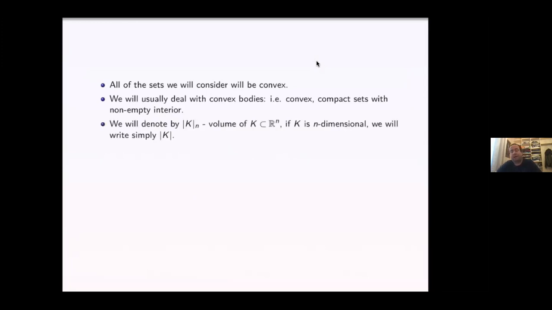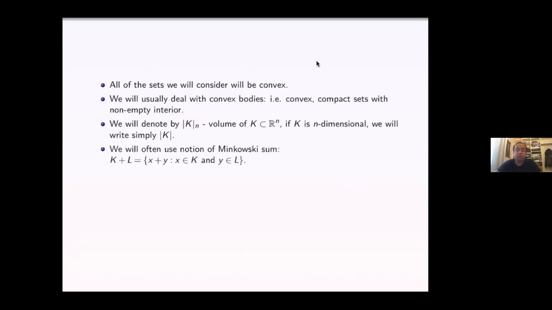Like absolute value, I will usually denote the volume. I will put this little symbol n to say that it's n-dimensional volume, but I will not put it if it's clear. If we measure the length, then I'll probably put the symbol 1 to make it clear which dimension I use. Very informally, absolute value means volume or area, and logically it will be very understandable.